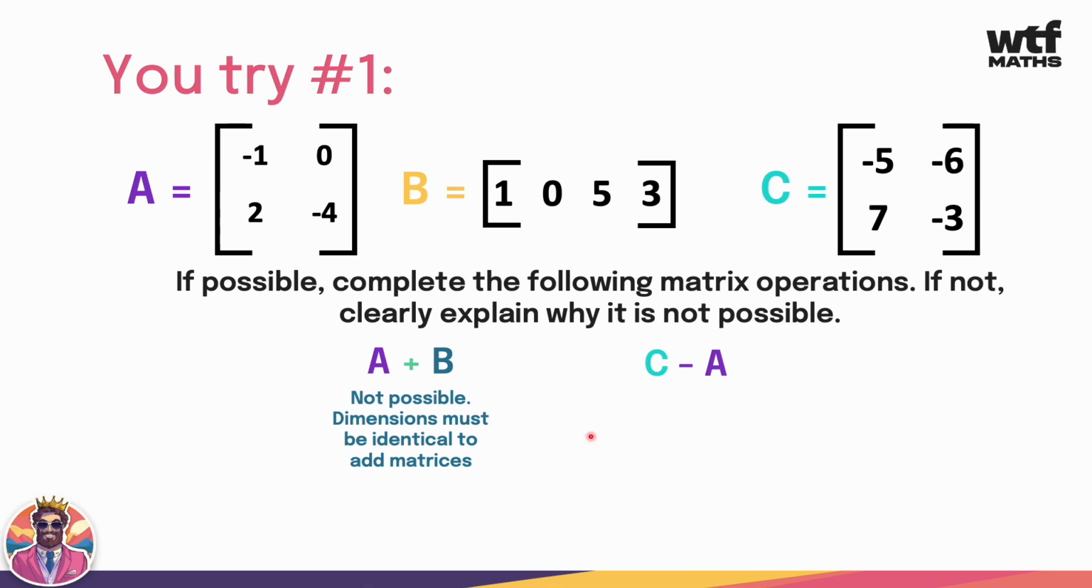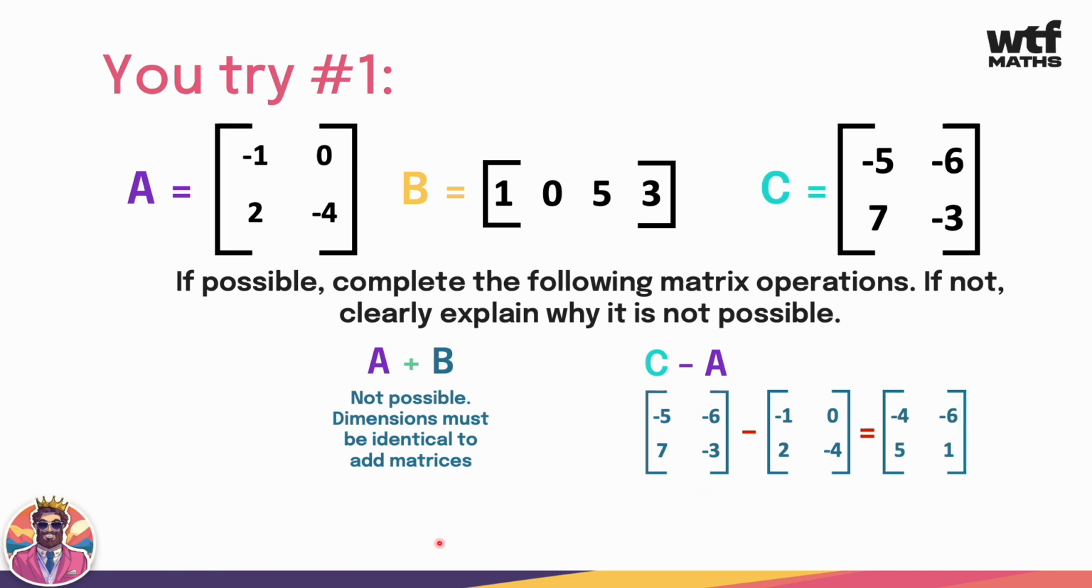For the next one, C take A. Well, C is a 2 by 2. A is a 2 by 2. So let's have a look. So C take A. Now let's be careful with our numbers here. Negative 5 take away negative 1. That's two minus signs next to each other. That's going to become a plus. So this is negative 5 plus 1, which means the answer is going to be negative 4 in the top left. For the next one, minus 6 take 0 is minus 6. 7 take 2 is 5. And the last one again, minus 3 take away minus 4. Two negative signs right next to each other becomes a plus. So this is minus 3 plus 4, which means we'll get our answer of 1 there.